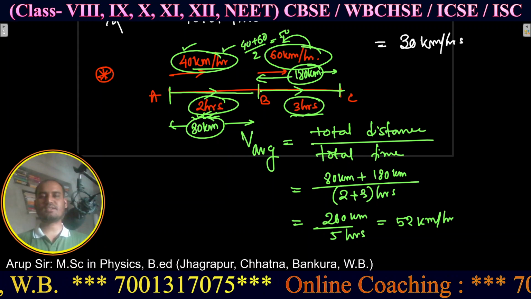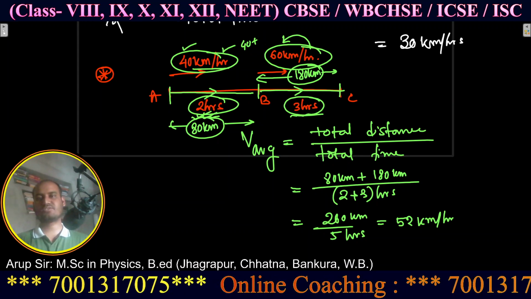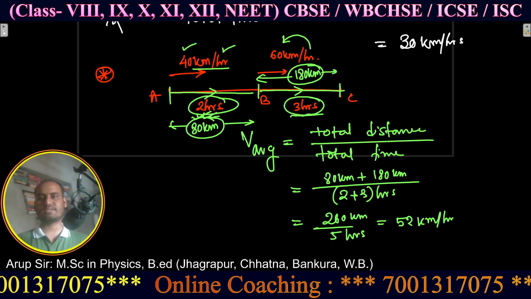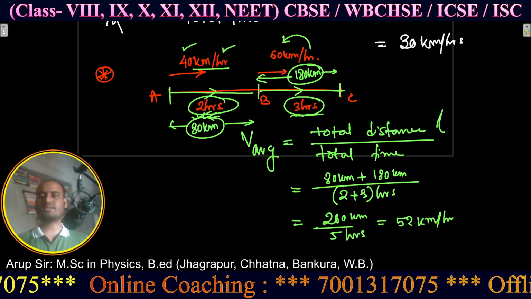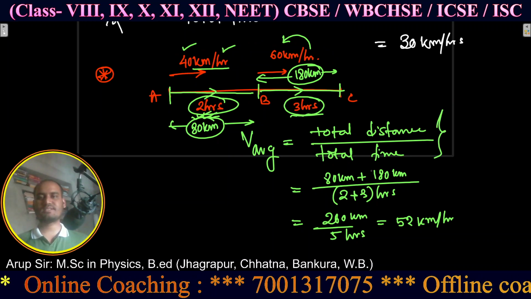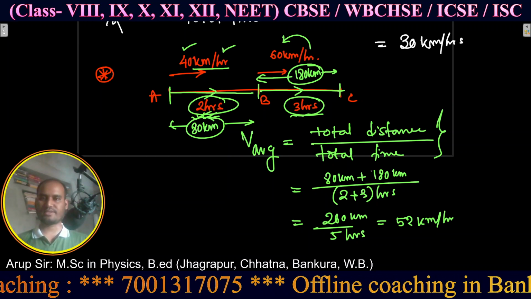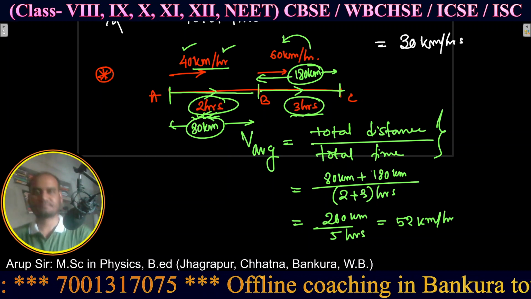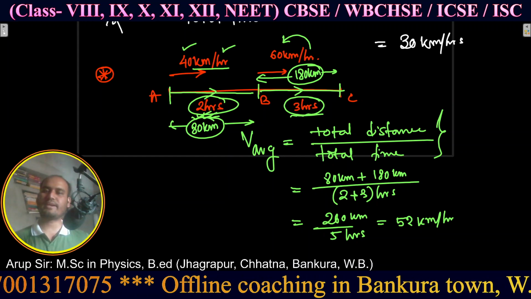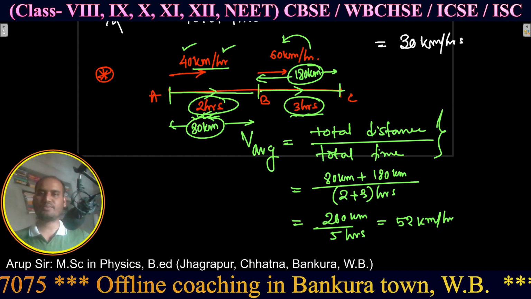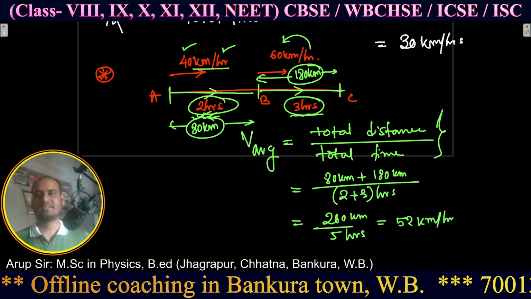It is very much wrong. It is not the way to do the average. Always try to remember the formula for average speed, which is total distance by total time. This is the only formula for average speed, no other formula. You need to find out the total distance and total time for getting the average speed.